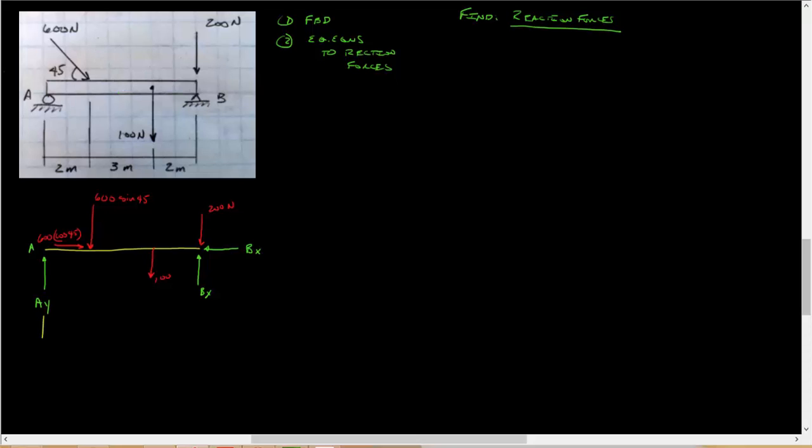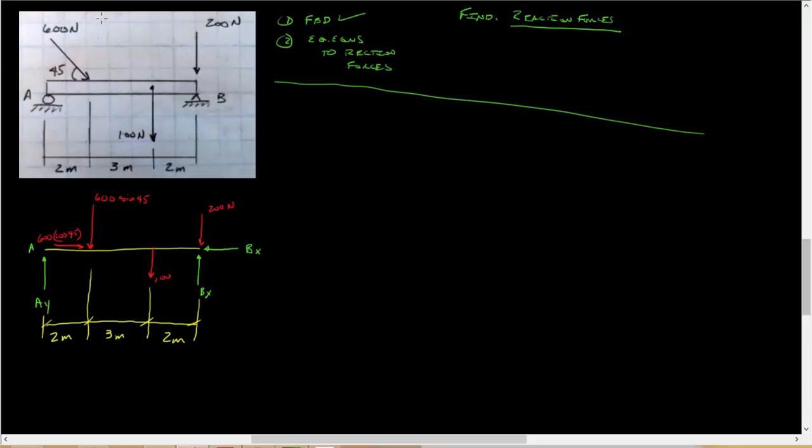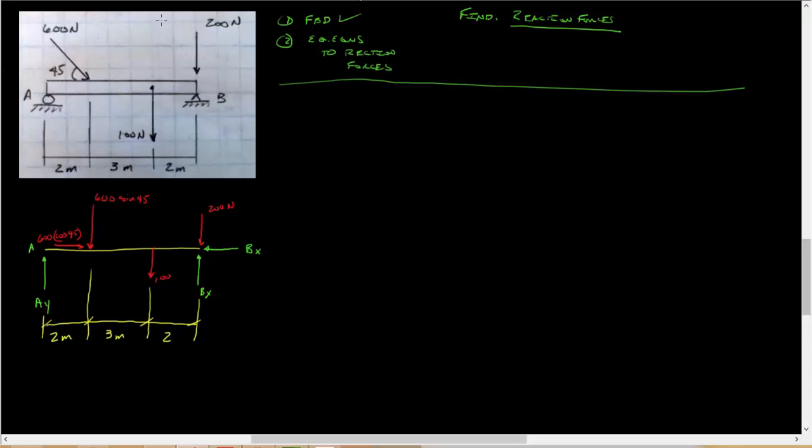Now I'm going to go ahead and put my distances in. Remember, when you annotate your free body diagram, you must annotate everything. So I'm going to have 2 meters, 3 meters, and 2 meters. Okay. So I drew my free body diagram. And now I am going to use number 2 and use the equilibrium equations to solve for my reaction forces.